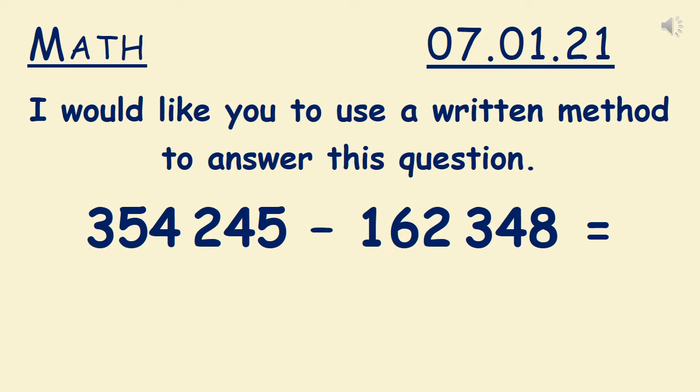Now you're confident with this written method, I'd like you to try this next one. I'd like you to use a written method to answer this question. This time the numbers are larger. These are 6-digit numbers. So we have another place value in there, the hundreds of thousands. Remember to place the larger number on top and the smaller number underneath. Make sure you start in the units column, reading from top to bottom. And if the calculation makes a negative number, for example, 5 take away 8, you're going to need to take from your neighbour.